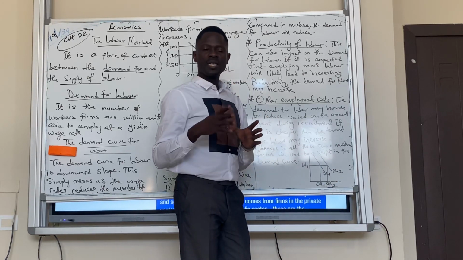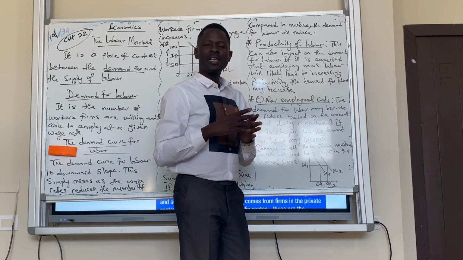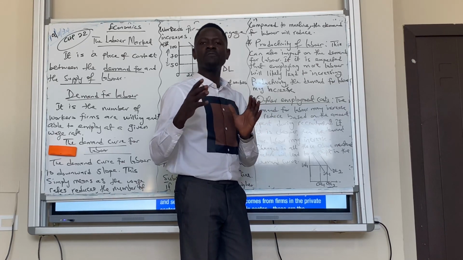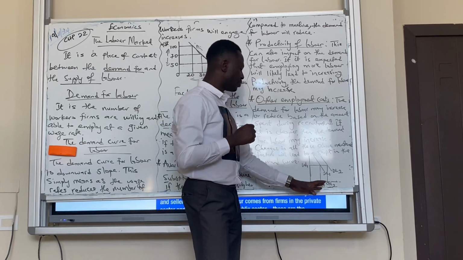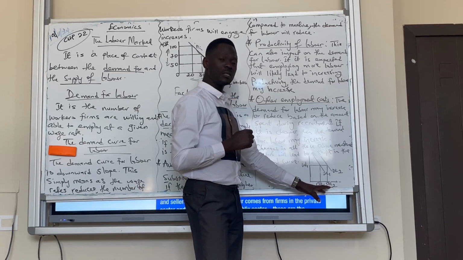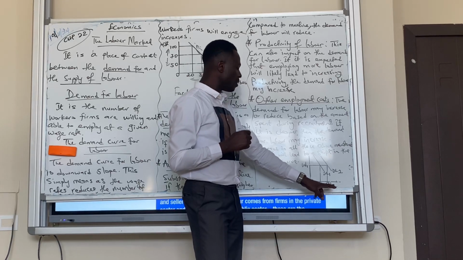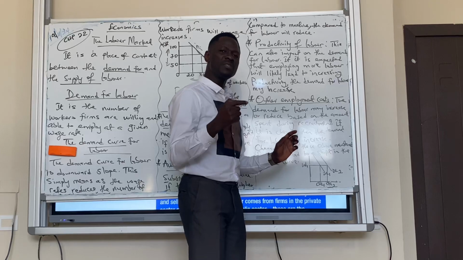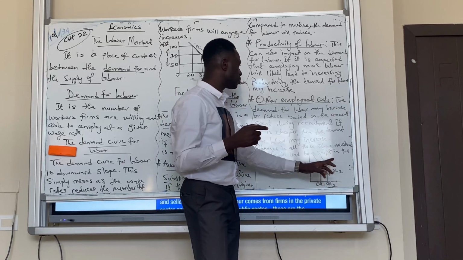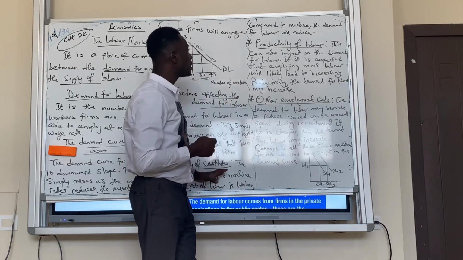On the other hand, if the cost of employing workers is higher compared to that of machines, then the demand for labor will reduce, and the quantity demanded for labor will reduce from QL2 to QL1. That will bring about a leftward shift in the demand curve from DL2 to DL1. That is about availability of substitutes.